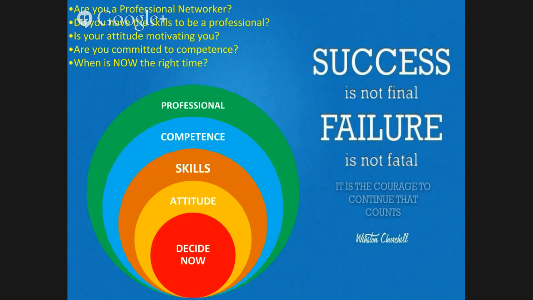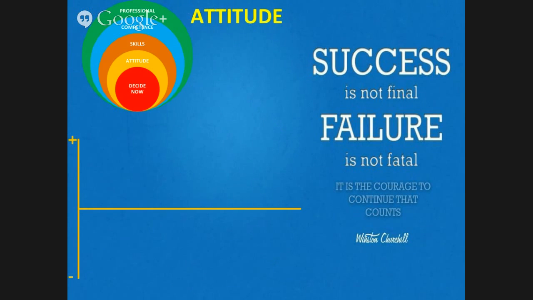Okay, so are you a professional networker? And do you have the skills to be professional? Is your attitude motivating you? Are you committed to competence? And when is now the right time? Let's just take a look at these 5 areas. Okay, decision is a simple one. You've got to decide and make it work. But let's take a look at attitude.